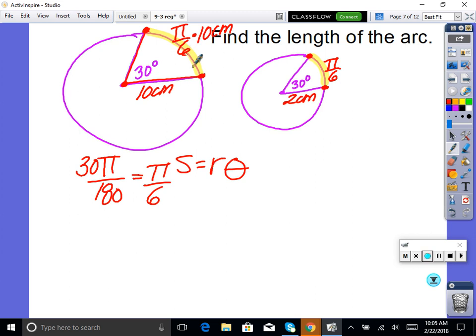So let's figure out how many centimeters. If this is really a 10 centimeter radius, how many centimeters is between here and here? So wouldn't that be 10 pi over 6 centimeters? So then you'd say, okay, 10 pi over 6 centimeters, which simplifies to be 5 pi over 3 centimeters in length.